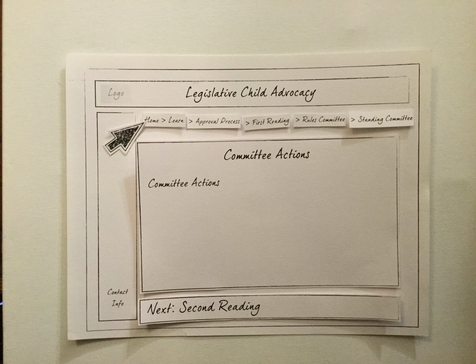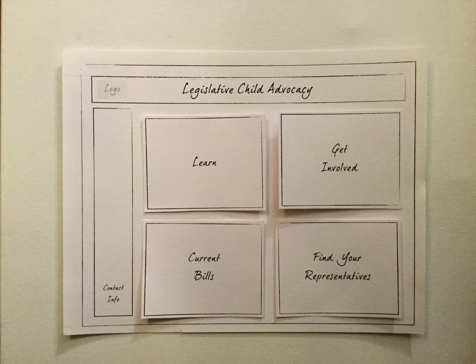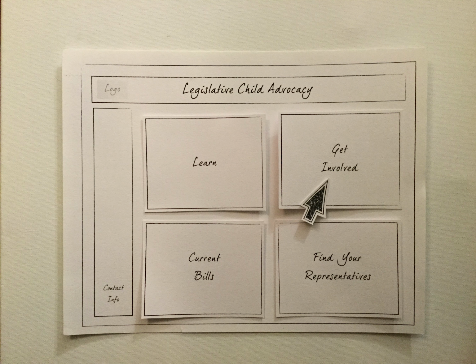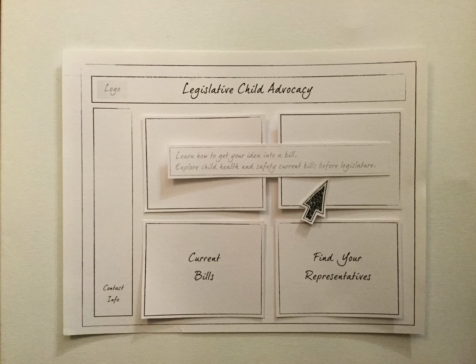So I use the mouse to select the Home button at the top left of the page under the title Legislative Child Advocacy. I am back to the home page where I can learn about getting involved. I use the mouse to hover over the Get Involved button. As the cursor moves over this box, a description is presented saying, learn how to get your idea into a bill. Explore child health and safety current bills before legislature. I select that button using the mouse.